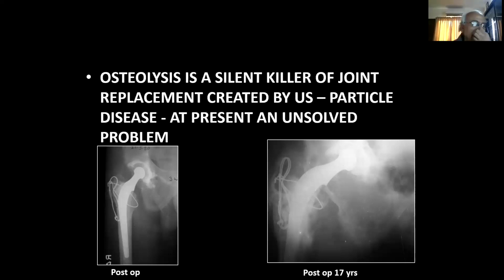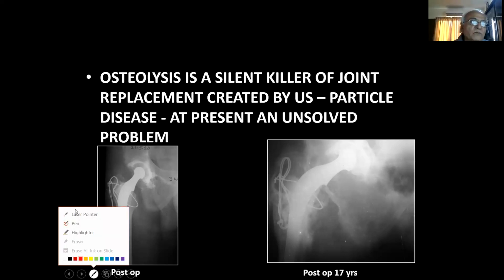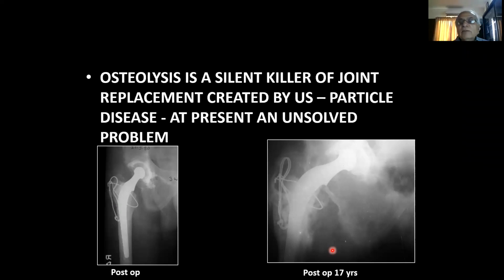Last time I also showed you this X-ray, the post-op X-ray, and after 17 years a massive amount of osteolysis has taken place. Look at the massive osteolysis, the whole cup has gone, and it is impossible to reconstruct this patient. So we can't wait for this to happen. You need to tackle it at the earliest, and unfortunately we don't have many clinical signs.